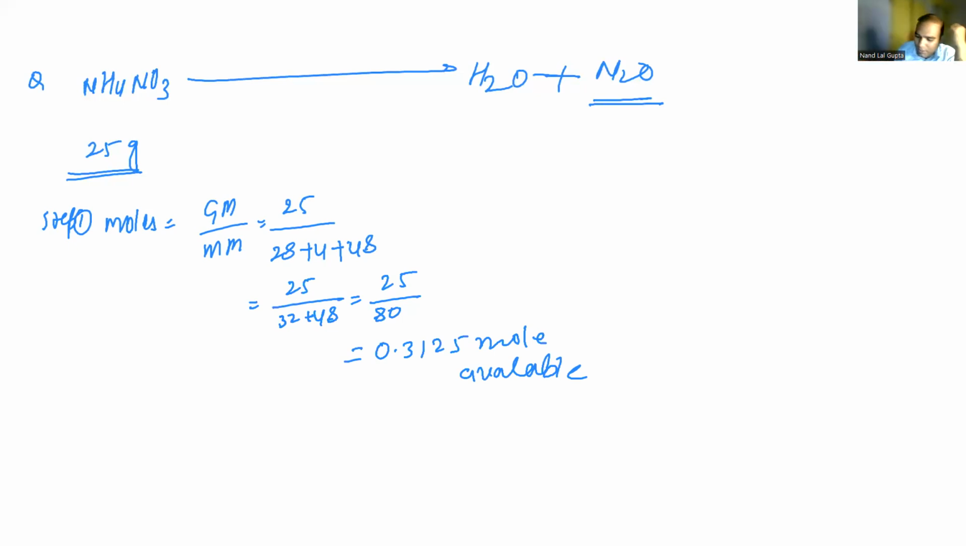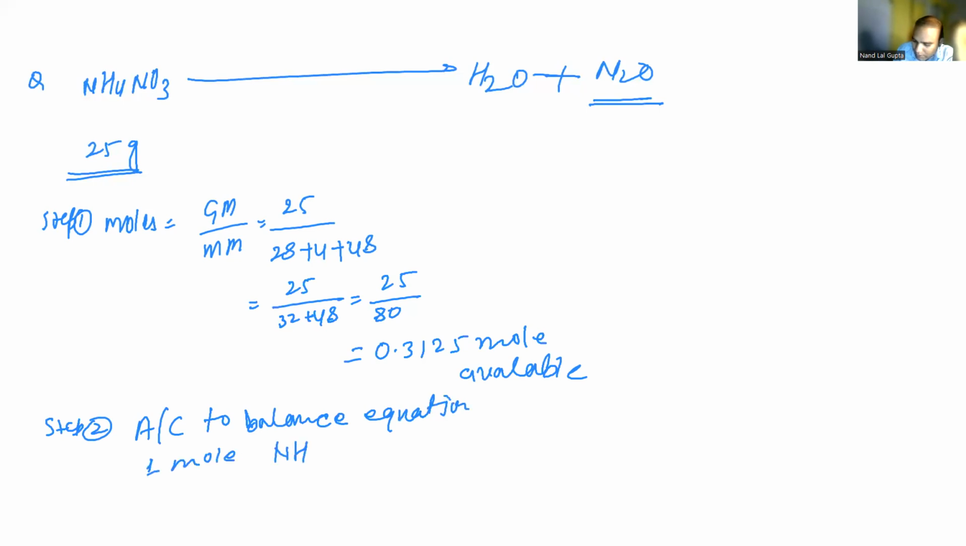Now Arav, the second point is step number two, according to the balanced equation. So according to the balanced equation, 1 mole NH4NO3 gives how much H2O? They are asking the amount of H2O. So 1 mole NH4NO3 gives 1 mole H2O here.